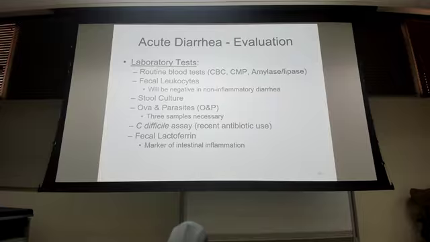Here are your labs to work up those folks who meet your criteria. Routine blood tests, CBC, CMP, amylase, lipase, looking at the pancreas again. When you send that stool off, fecal leukocytes, if it's positive, there are fecal white blood cells, and it's inflammatory. They won't be there with non-inflammatory. The stool is cultured to see where it grows, so we know how to treat it. Ova and parasites, we need 3 samples to send that off.